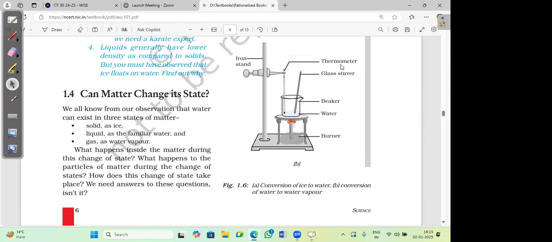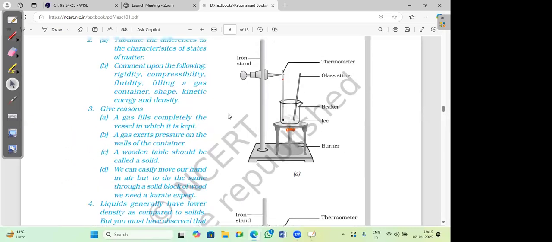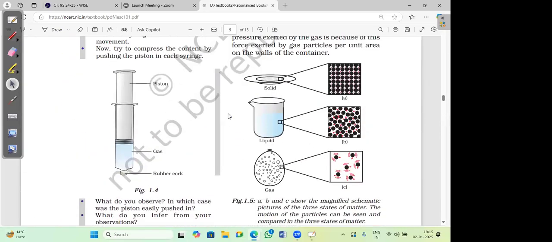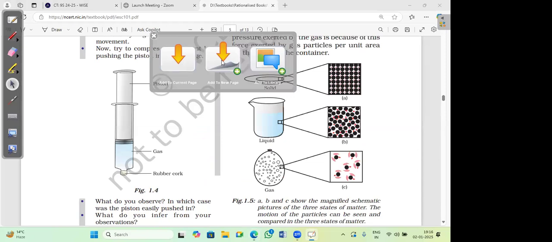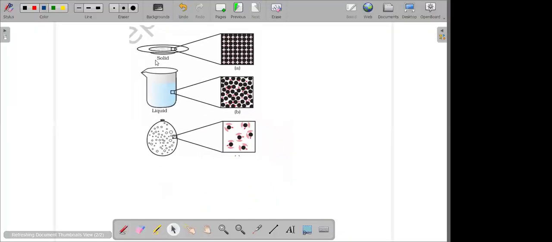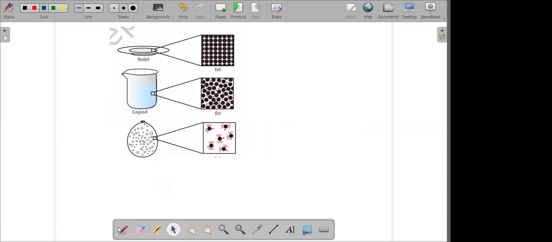Let's see. As we know, in a solid, the particles are tightly packed. In a liquid, the particles are loosely packed. Whereas in the gases, the particles are free to move. So if I see these cases, I can make one state get converted to the other state. I can make the solid get converted to the liquid state by supplying some amount of heat energy.